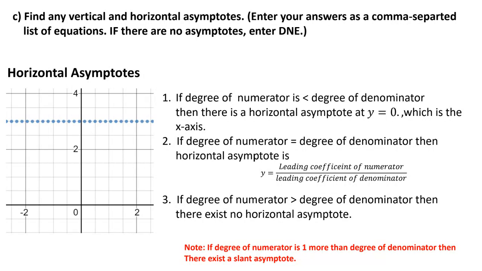The second case is if the degree of the numerator is equal to the degree of the denominator, then we have a horizontal asymptote at this ratio, the leading coefficient of the numerator divided by the leading coefficient of the denominator. And our third case, if the degree of the numerator is greater than the degree of the denominator, then there exists no horizontal asymptote. And of course, if we have this case, we know that our function will have a slant asymptote, but we'll cover that in a little bit.